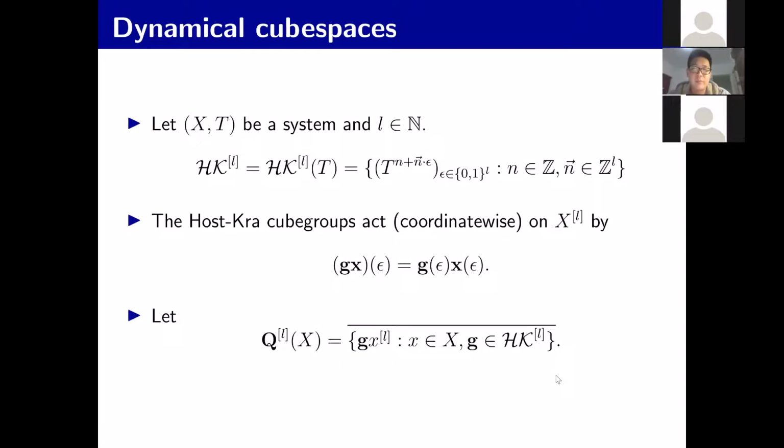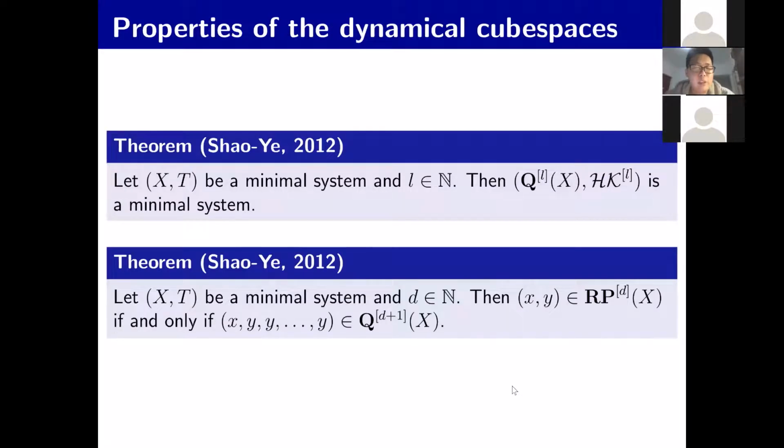For a dynamical system, we can define the cube space as follows, and Shao and Ye proved that if the system is minimal, then the cube space is also minimal under the cube group. And the most important is the following, that we can use the cube space to characterize the regional proximal relation of higher order. That is, (x,y) is regionally proximal of order D if and only if (x,y,y,...,y) belongs to the cube space.